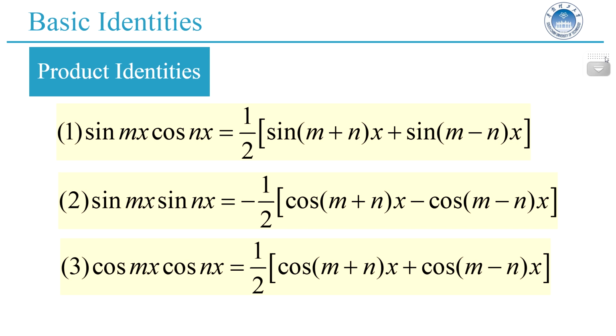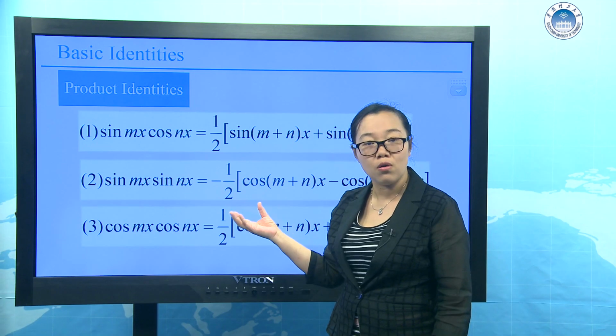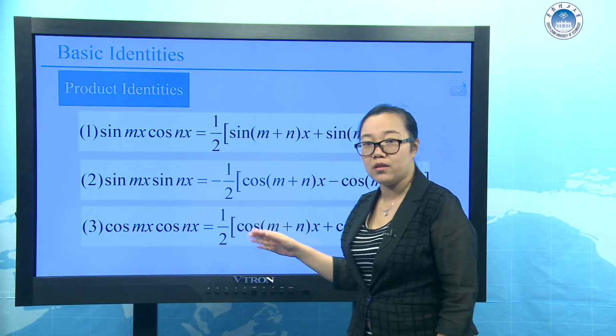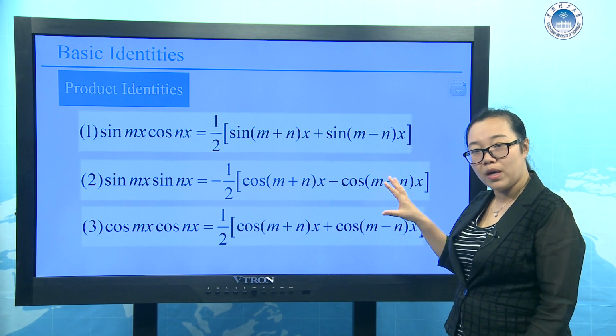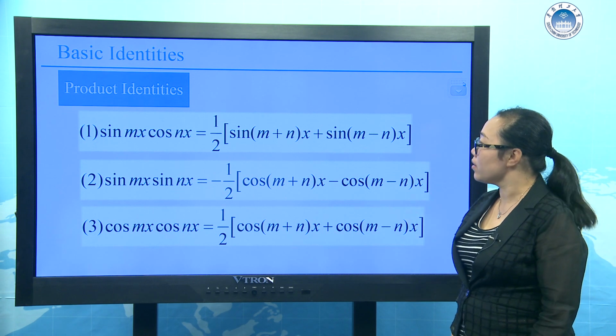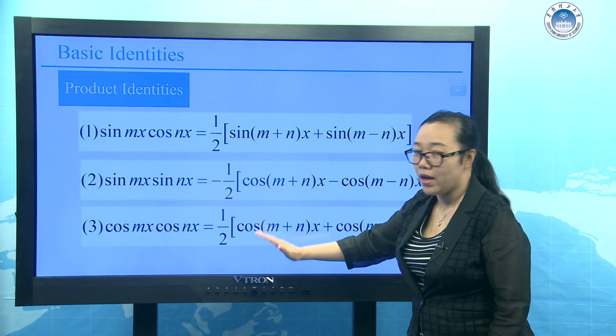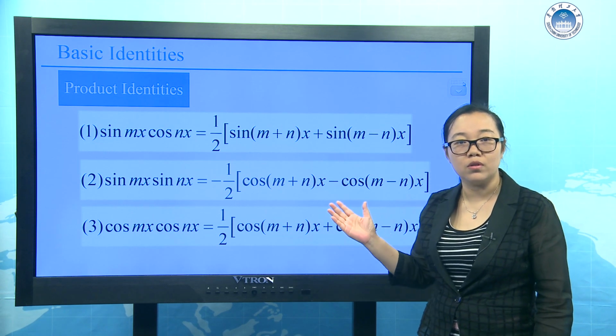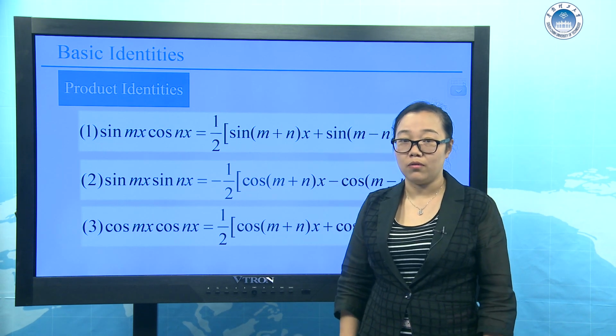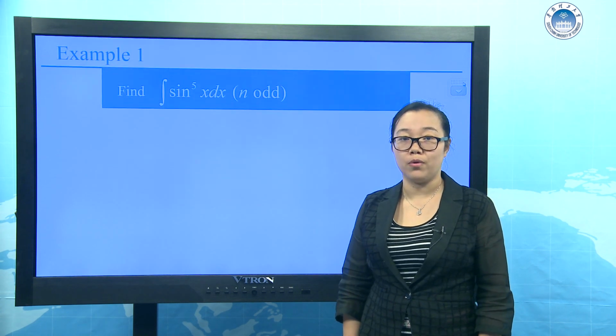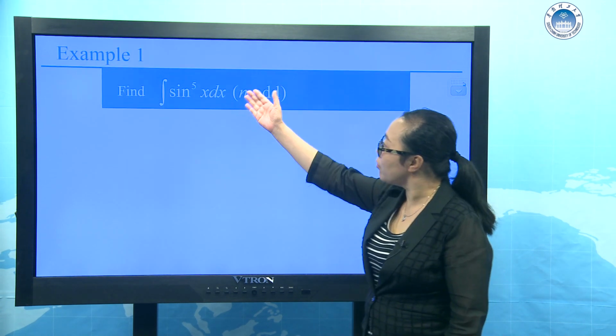There is a relationship between the product of sin x and cosine x, and the sine and the cosine corresponding to summation. Pay attention to the multiplier: half, minus half, and half. According to the basic identities, we can finish the following examples. Now look at example 1.